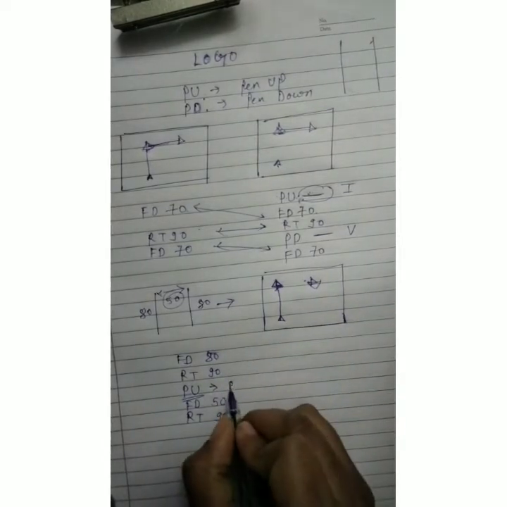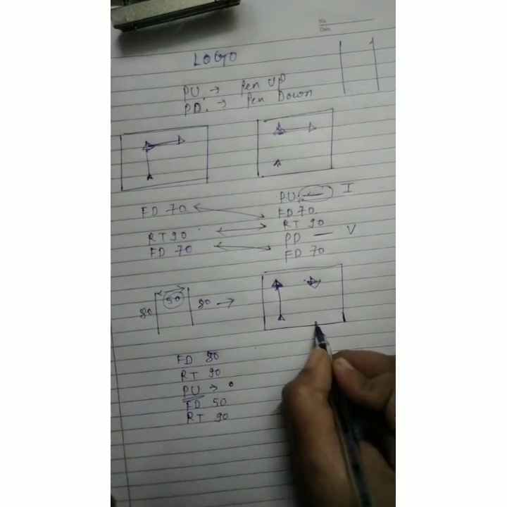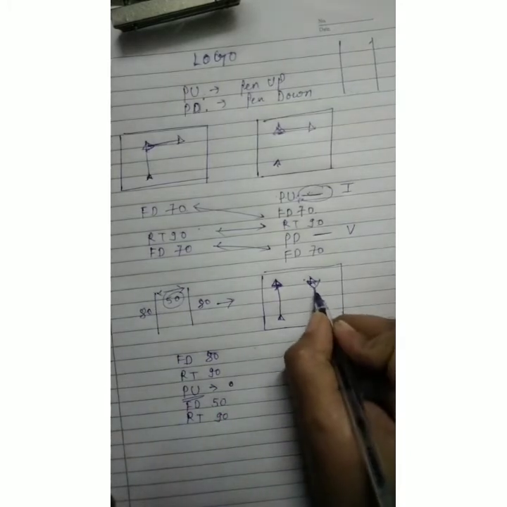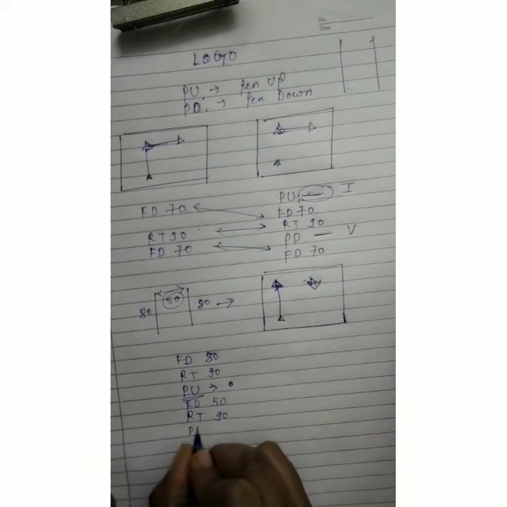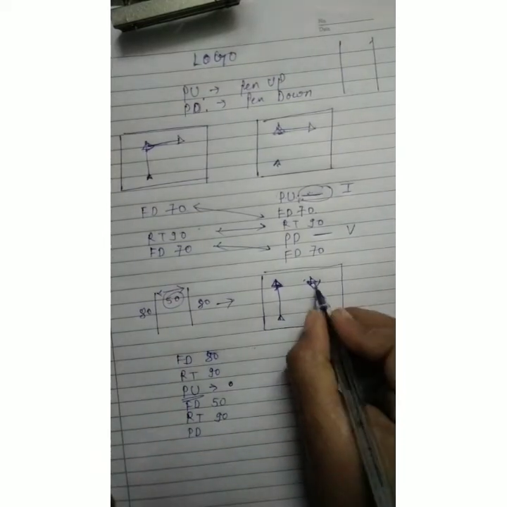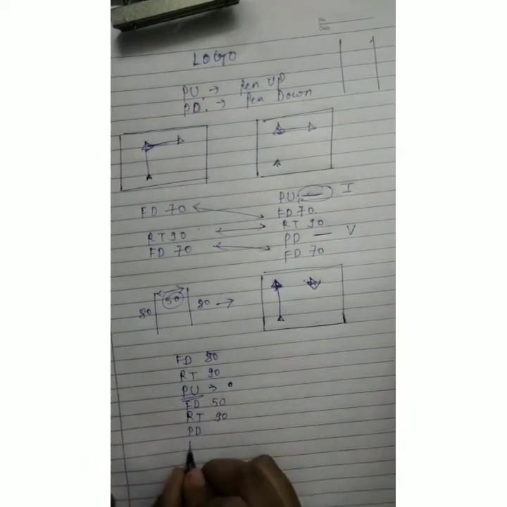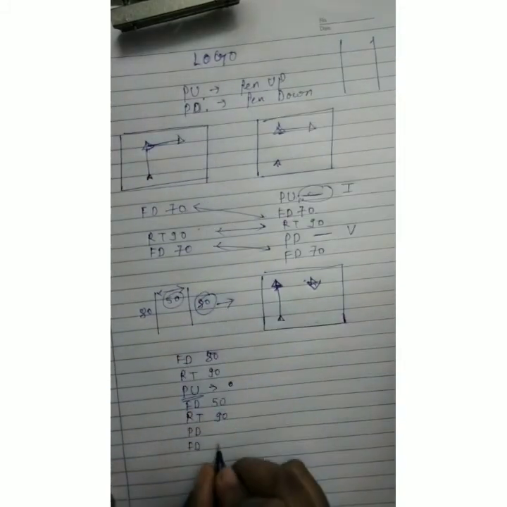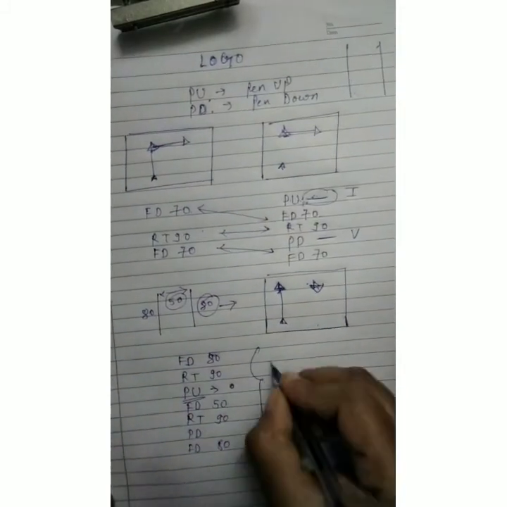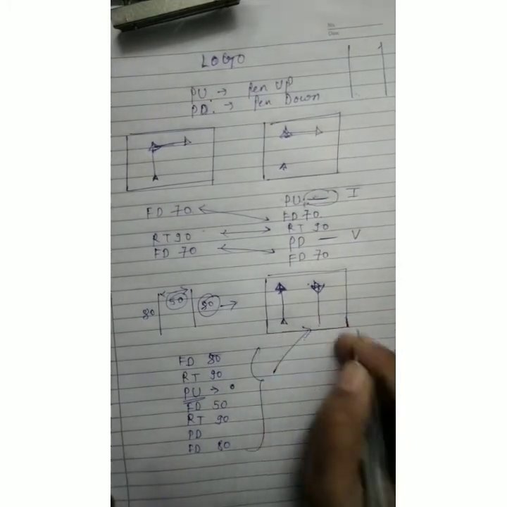But your pen is up and I want to sketch a line. I want to draw a line. So I need to write pen down to draw a line. And to move in the same direction, FD and 80. Okay. These are the commands to draw two parallel lines.